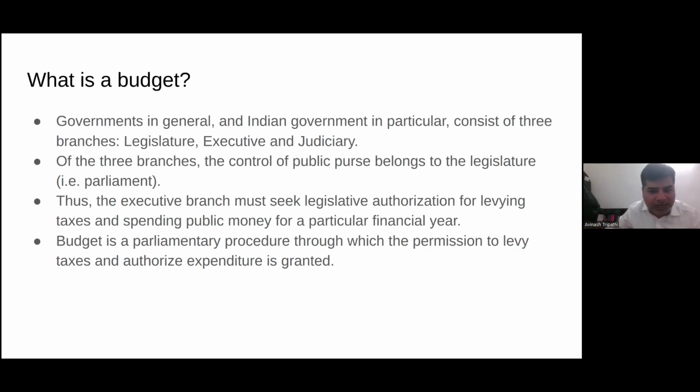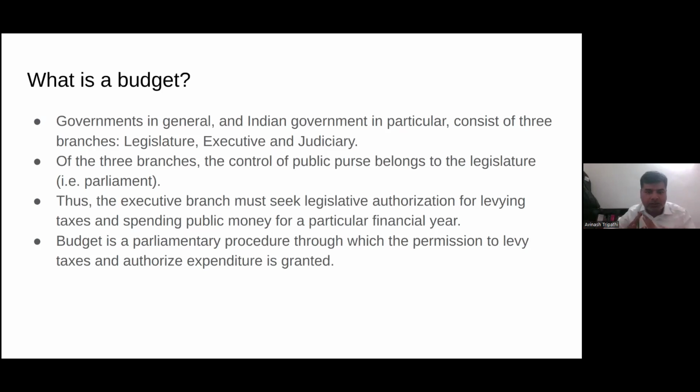I have to pay for NREGA. I have to pay for the National Rural Health Mission. I have a number of programs, and I need money in order to run those programs. So please sanction me, please permit me, please allow me to withdraw money from the treasury and allow it to disburse it, to spend it for the specific purpose. Okay, so this entire exercise of legislative authorization of the government expenditure, that is known as budget.